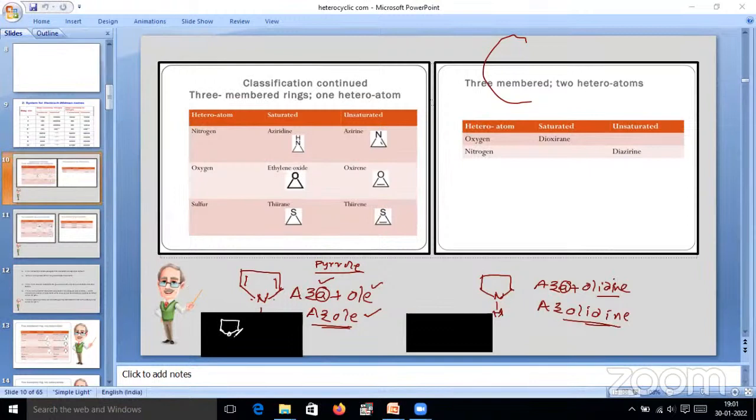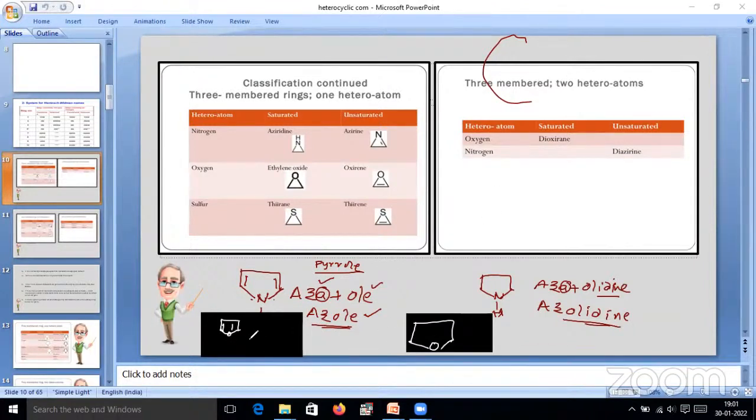This is without the nitrogen atom, an oxygen containing 5-membered unsaturated heterocyclic system. Next one is an oxygen containing saturated 5-membered heterocyclic system. What is the IUPAC nomenclature for this one? Please mention it.